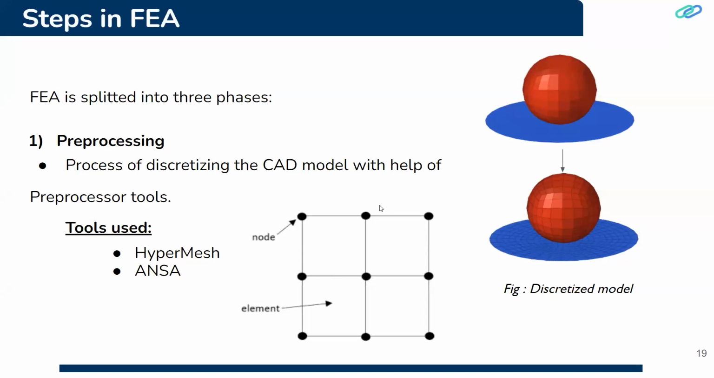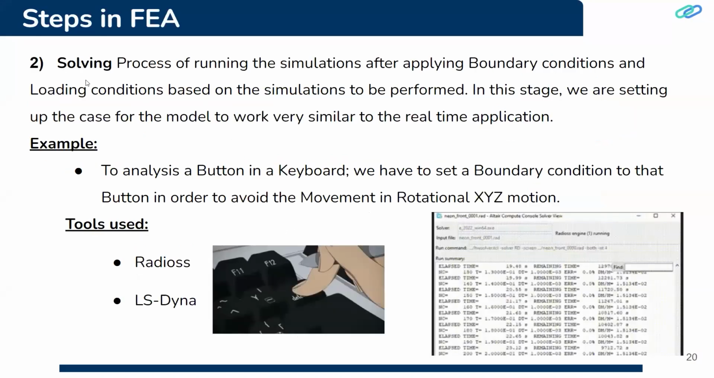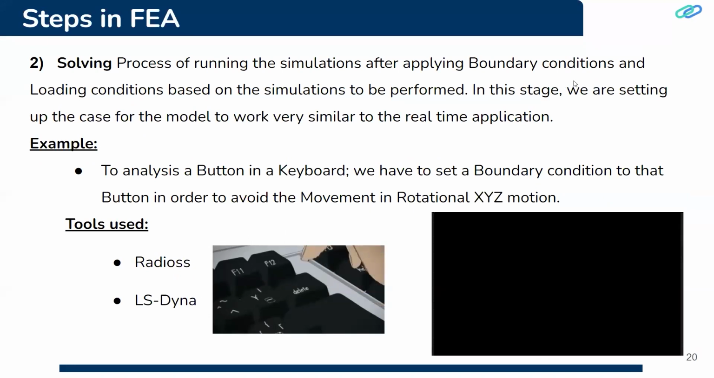Now, to do this discretization or meshing, we have some tools. These tools are called pre-processing tools. Hypermesh is a product by Altair, ANSA is a product by Beta CAE Systems. So these are some products that are used to mesh or pre-process my component. Once I pre-process, I have solving. Solving is nothing but running the simulation after I apply all the boundary conditions.